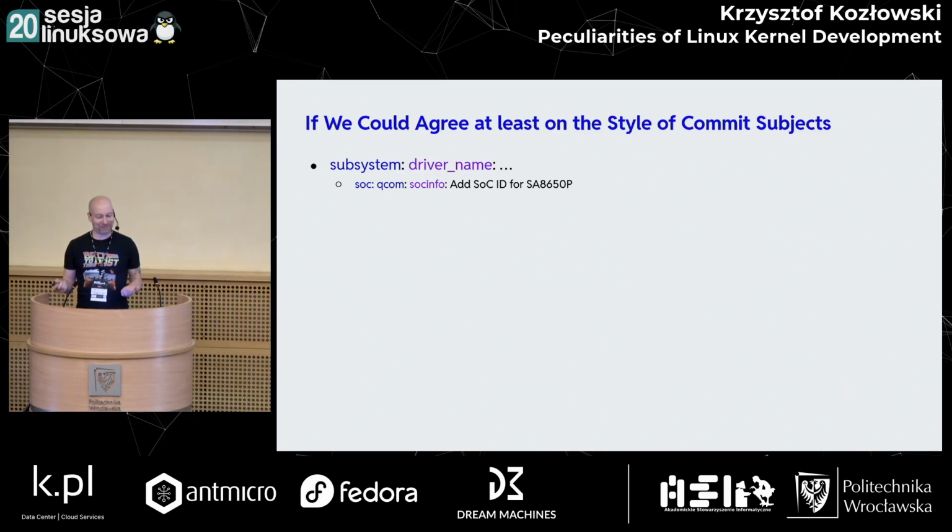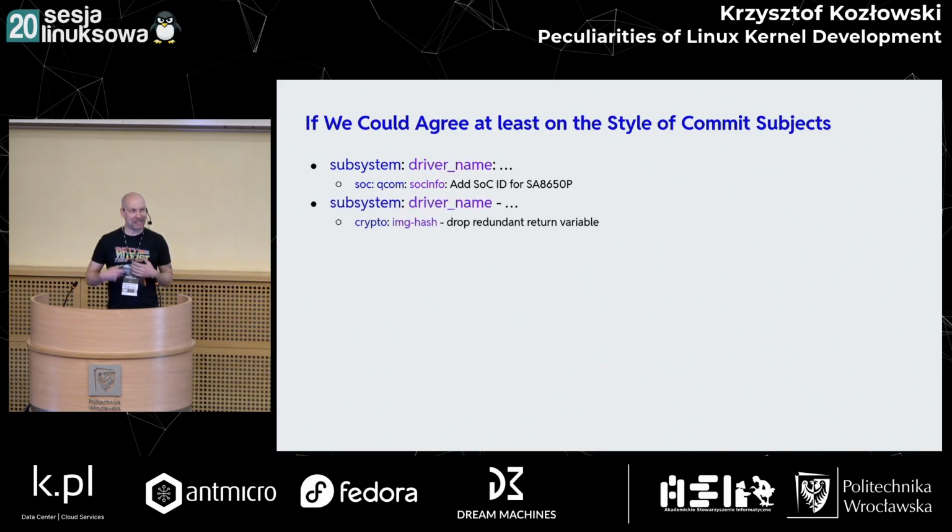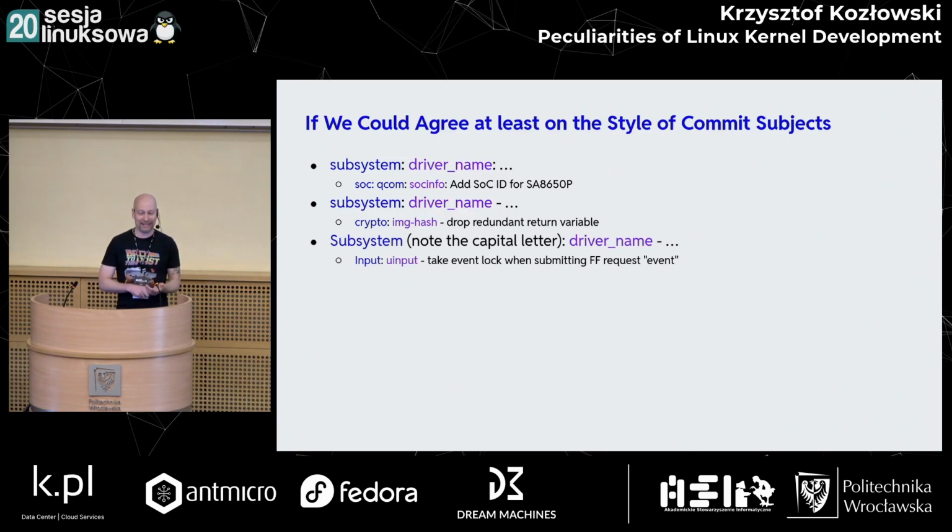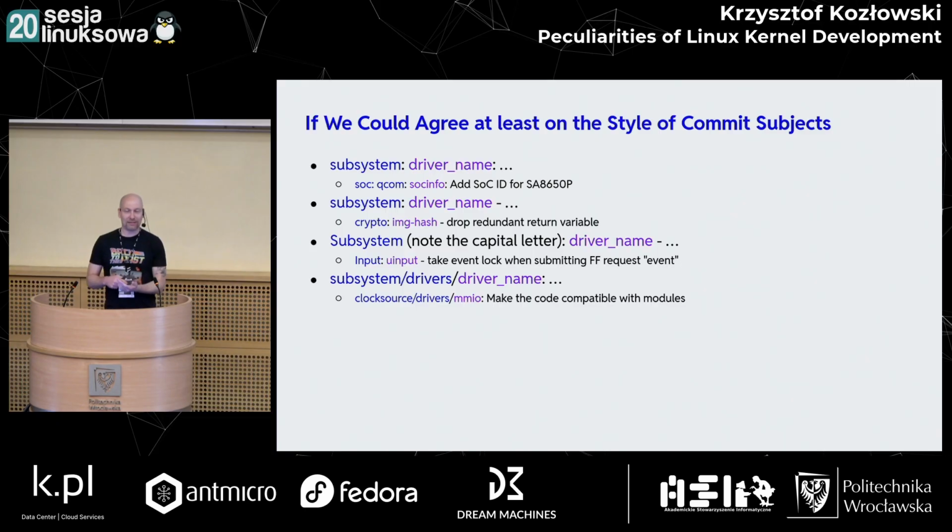But this is only for some people. Some other maintainers expect something else. They ask to have the subsystem, the driver name, and not a colon, but a dash. And they will complain, or they will change your code, obviously, right? So there is crypto: img-hash, with a dash or hyphen. Well, some expect capital letters, so there is a difference here. The subsystem should start with a capital letter. And some don't use colons at all, they use slashes. You have to mention drivers if you touch drivers, which didn't appear in any previous place, and then the driver name. So clocksource, drivers, and the driver name would be MMIO.